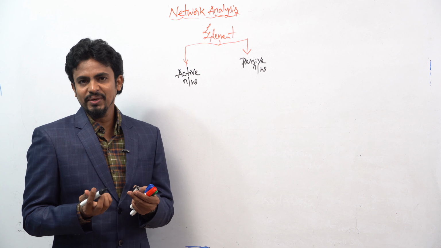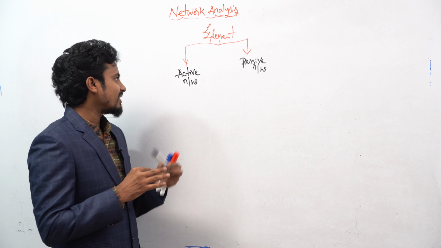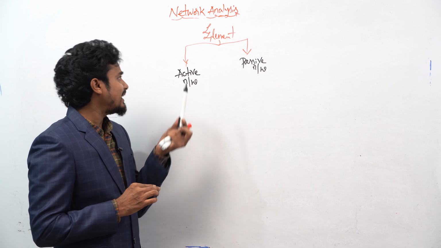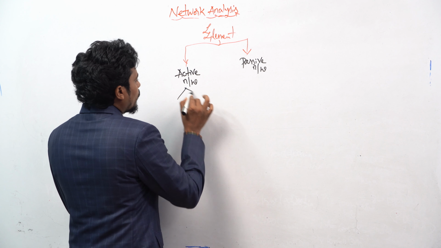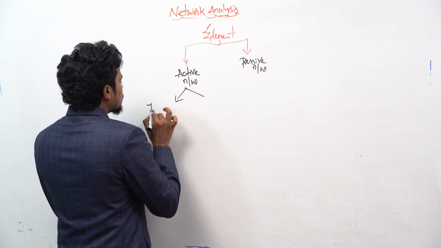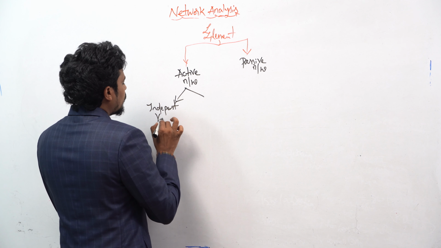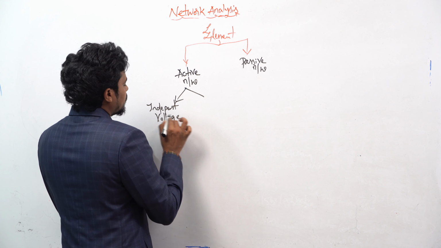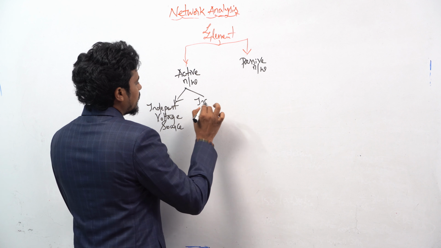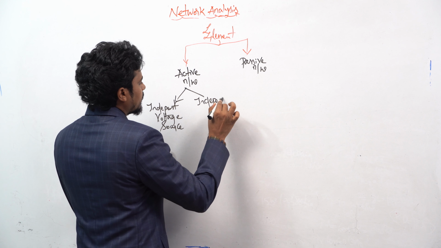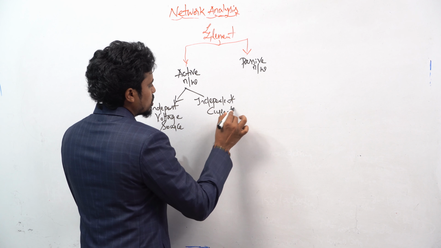An active network means it will have amplification properties, and this active network can be subdivided into two parts. One is the independent sources: the independent voltage source, and another is the independent current source.